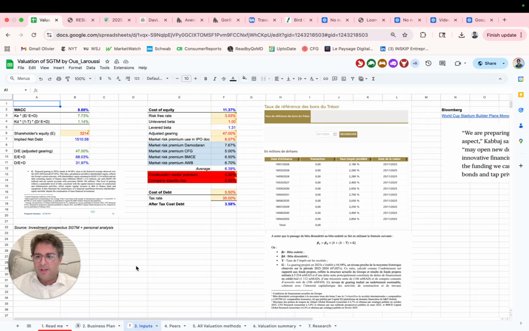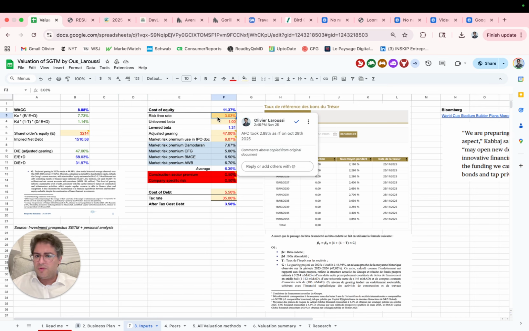And one of them is how can I compute my weighted average cost of capital and my cost of equity. What I'm trying to show you here, guys, is another way of looking at those assumptions that you have seen in the investment prospectus. For example, as I told you, a yellow background and red figure means it's an input.